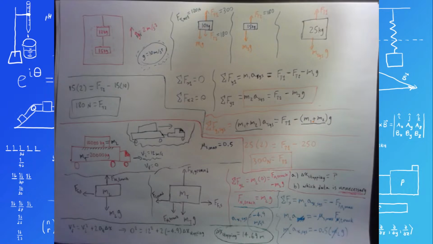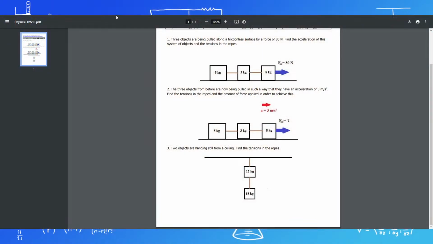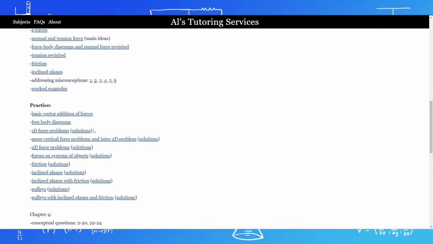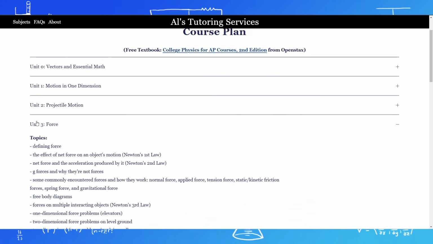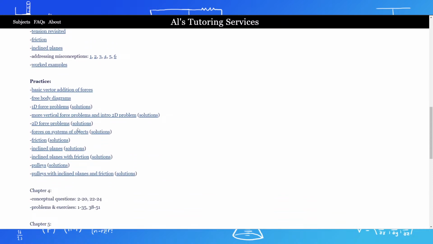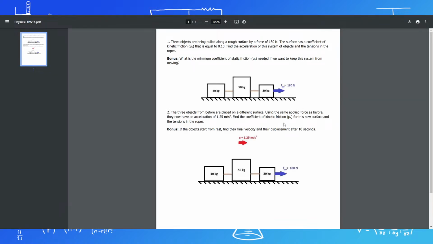Okay, let's switch back to the screen over here. For those who are looking for these problems, again, link in the description to the course plan. If you scroll down to the force section, Unit 3, you will find under practice, I'm going to be looking at this friction one. And that will open this for you.